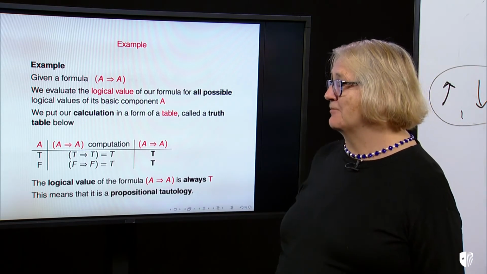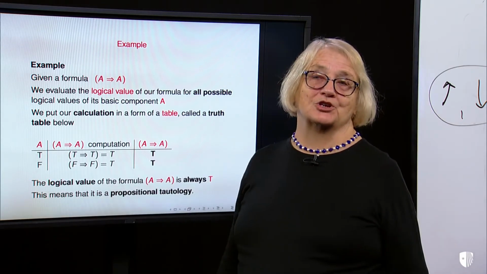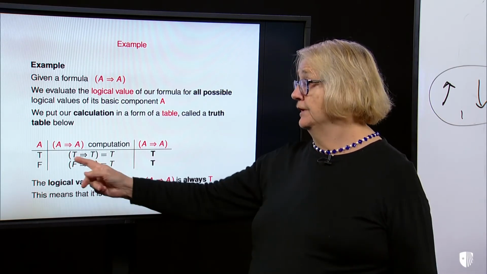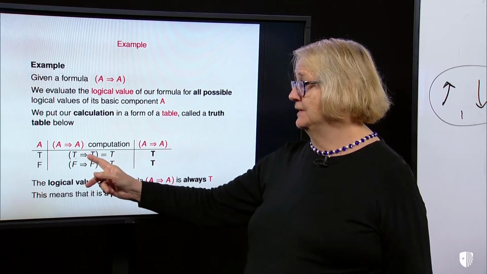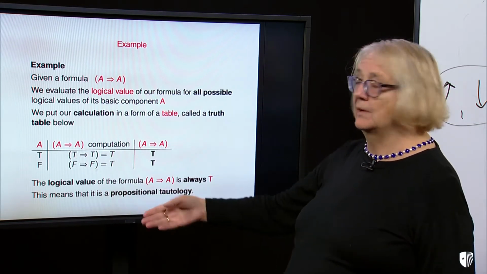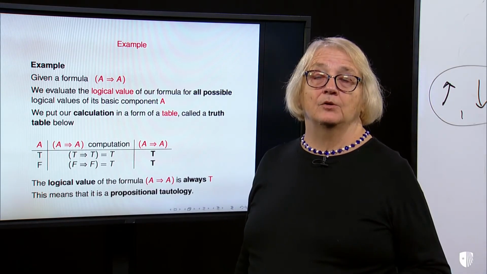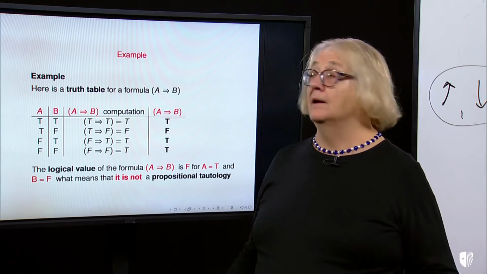And how you do it, for example, you've seen it already in school. We have formula A implies A, and A can have two possible logical values, and you compute the value of this: T implies T is T, and you have T and T, so the formula is a tautology. For all possible values of formula A, you always have a T.